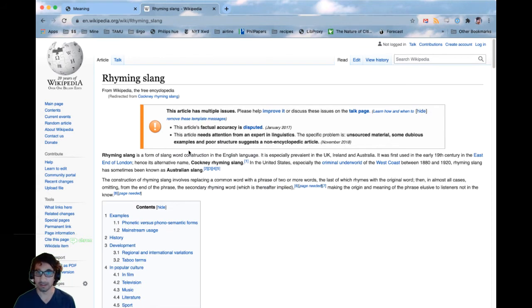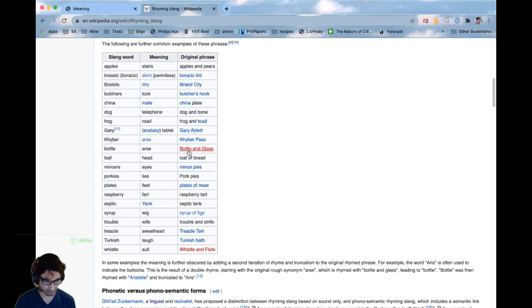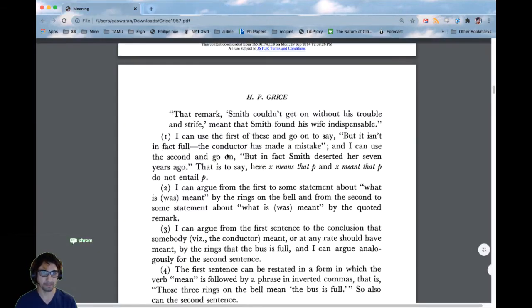This was a popular type of slang in Britain in the middle of the 20th century, and I think still to some extent. And there's a lot of examples. If we go to wife, we see that trouble and strife is the word that they use. If you want to talk about a yank, you call him a septic tank. If you want to talk about a fart, you call it a raspberry tart. And that's the rhyming slang.